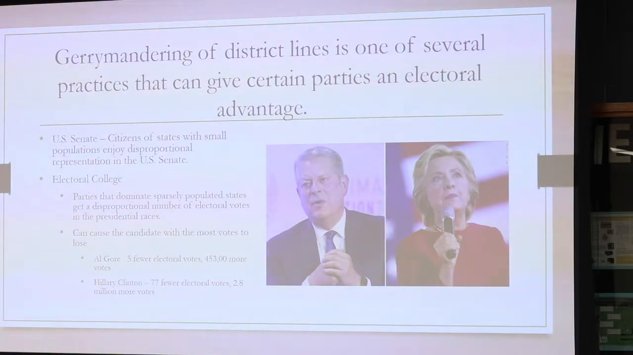Described it as a landslide win. So when you can have a landslide win when you get 3 million fewer votes than your opponent, there's something wrong there. I suggest there's something wrong there, to me.